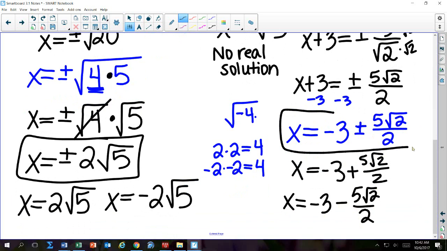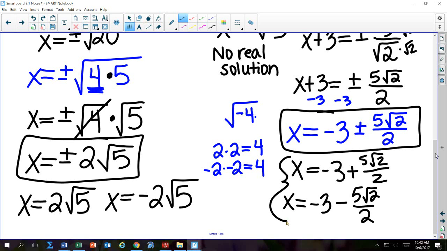You can write your answer this way, but just know on a multiple choice test, if this does not appear as a possible solution, maybe I broke it up into two separate solutions, right? You need to feel comfortable writing it as two different solutions, one with the plus and one with the minus. Any questions about that?